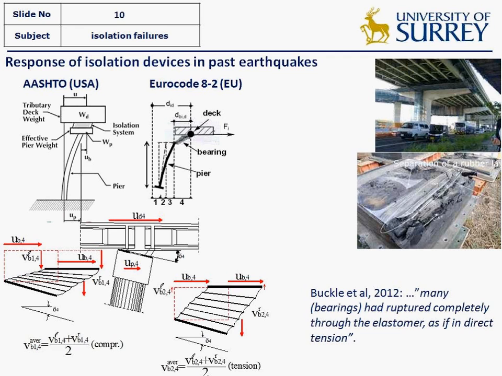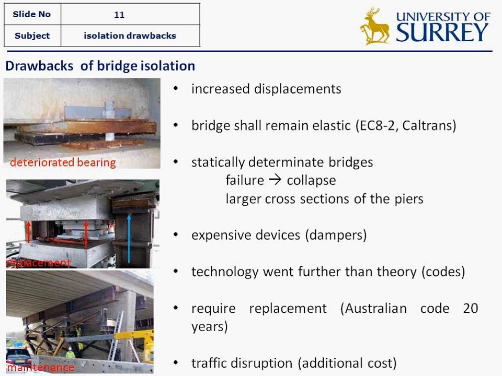A recent publication of mine in a journal showed that if we use double lines of bearings on top of the pier caps, then the bearings have to receive a tensile movement, and bearings are not designed against tensile movements. They're not designed against tensile loads. So these bearings have failed, and many bridges have experienced collapses, span collapses.